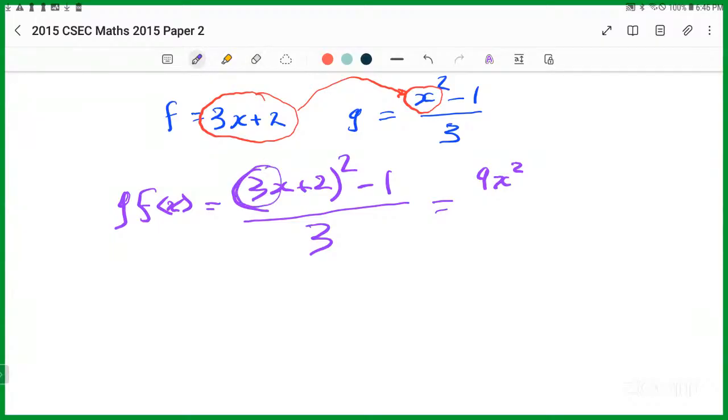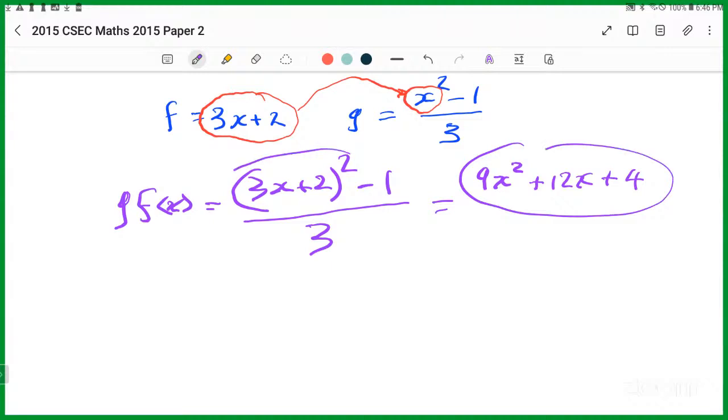So we'll do twice the product of the two. You multiply them first. That's the 3x and the 2. You get 6x, and then double that to 12x. You're going to get 12x as the middle term. And then the second term squared, that 2 squared is 4. And that's now just the expansion of this perfect square.